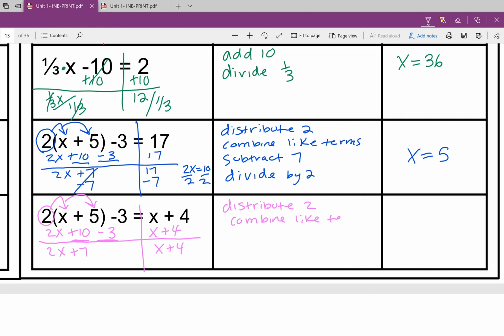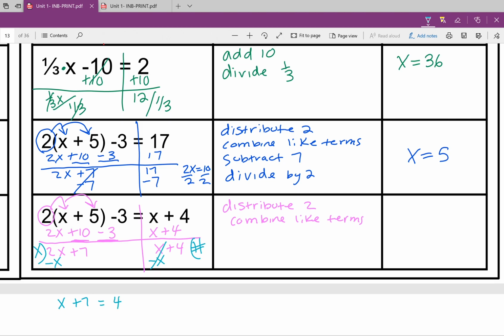Okay, notice here that I have x's on both sides of my equations. So now I need to differentiate which side I'm going to put my x's on and which side I'm going to put my numbers on. So I'm going to say my x's are going to go over here and my numbers are going to go over here. So if I want my x's on the left side, that means I need to subtract x on the right. Subtract x. Remember, when we subtract x, that's the same as subtracting 1x. So 2x minus 1x is x plus 7 equals 4.